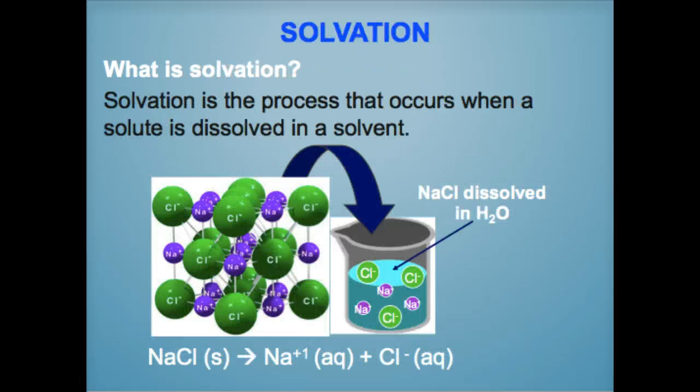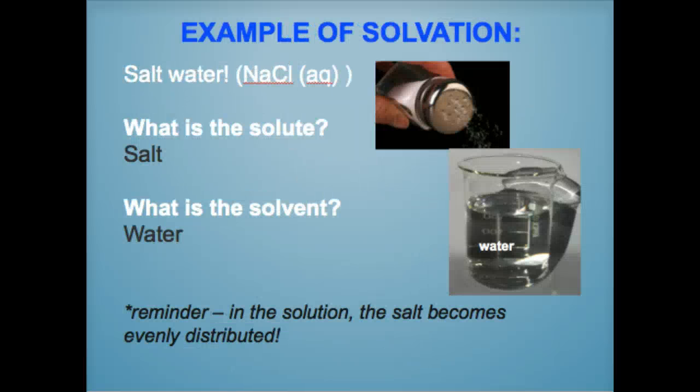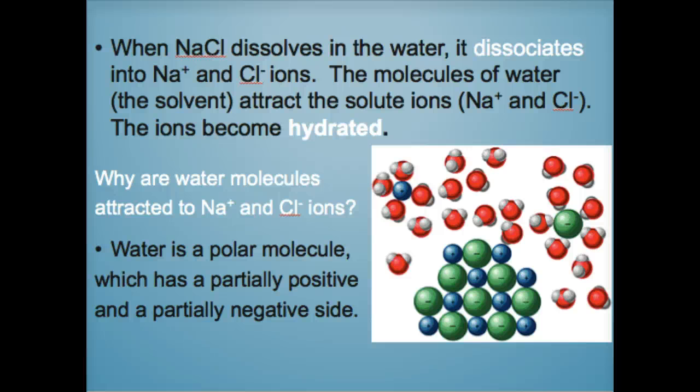The name of the process for when a solute dissolves in a solvent is called solvation. As we were discussing before, if I have salt water, NaCl(aq), the solute is the salt, the solvent is the water, and the salt will evenly become distributed into the water, forming a solution. When the salt dissolves in the water, it will dissociate, or separate, into Na positive and Cl negative ions. The water molecule, since it's polar, has this unequal charge distribution. The oxygen is partially negative and the H is partially positive. Water will surround these ions and hydrate them.